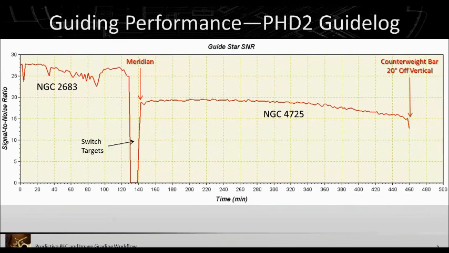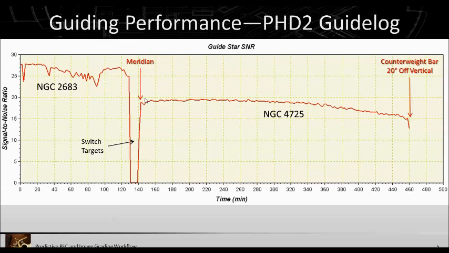Now, why am I seeing that gradual poorer performance? The pointing error tends to get worse as the night wears on. Well, I think part of the story, if not all of the story, is wrapped up in the guide star signal to noise ratio. When I was imaging that first target, there's a very nice bright star in the field of view for 2683 for my system, and I get a very high signal to noise ratio. After I switch to another target, I don't have the benefit of that really bright star.